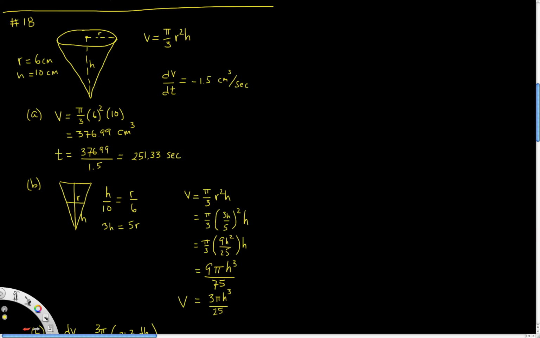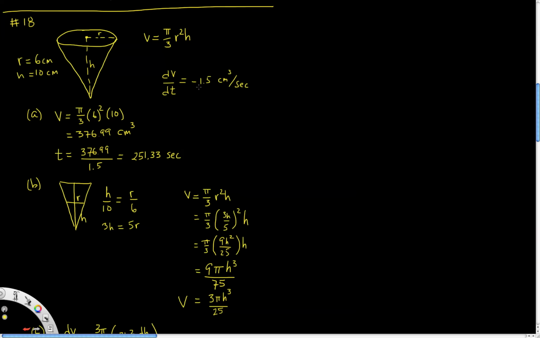All right, well, I need to know the volume of a cone, right? That's pi over 3 r squared h. And I can figure out how much water I have when the cone is completely full by plugging in the numbers for r and h that were given to me in the problem, so 6 and 10 centimeters. When I do that, I get that the total volume of water in the cone is 376.99 cubic centimeters.